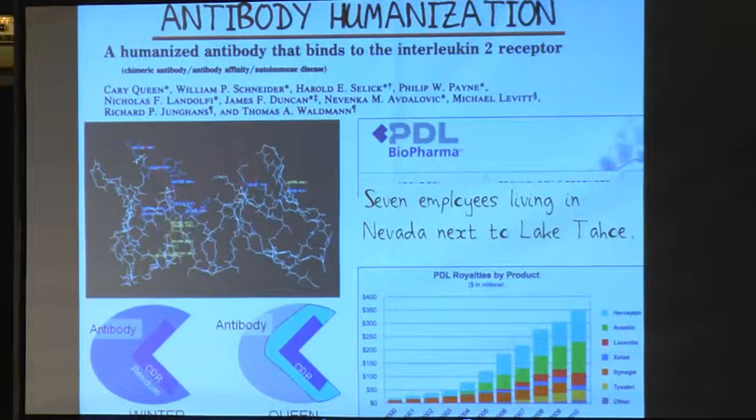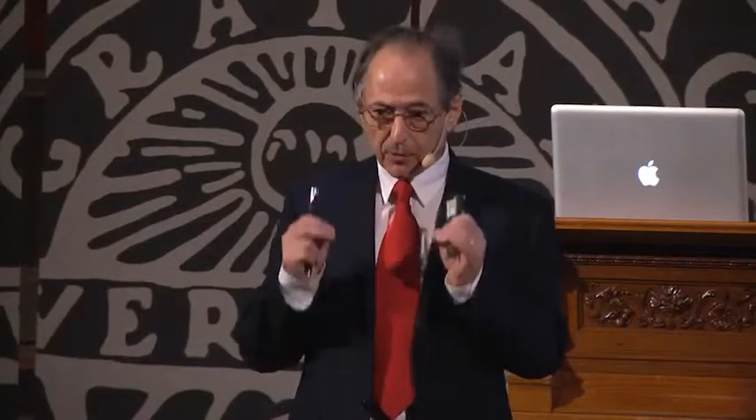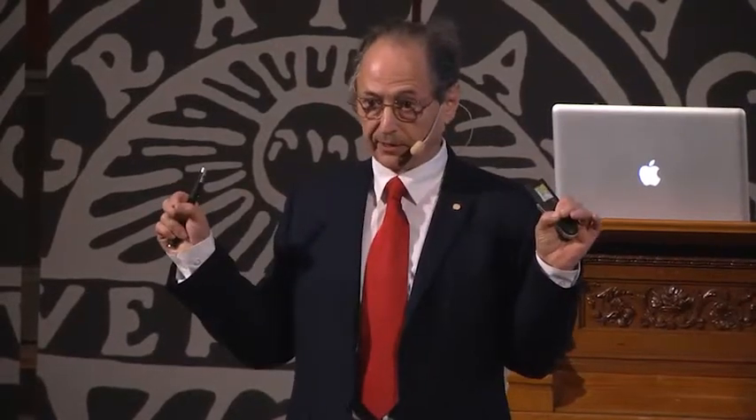And here's an example. It involves calculations. There am I. And essentially in the late 70s and early 80s, working together with Cyrus Chothia and Arthur Lesk, who are at MRC, and a group of experimentalists, I developed a computer program that would allow you to model the structure of any antibody from its sequence. Didn't do great, but did okay.